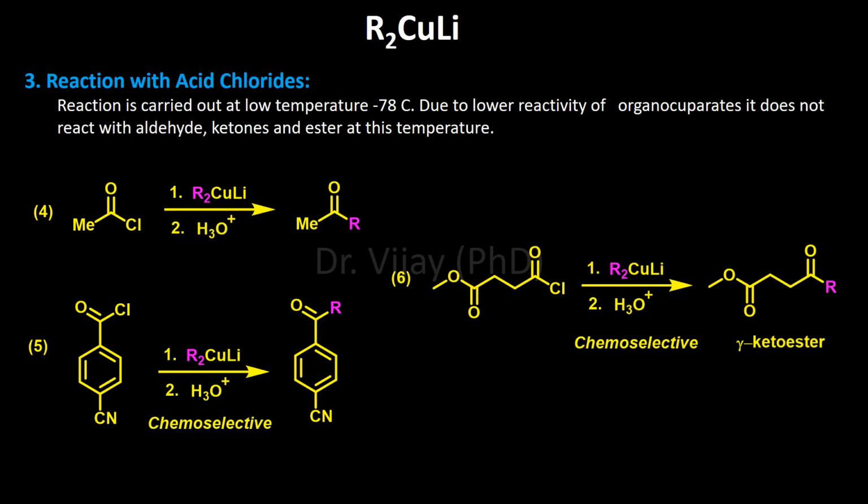Let's move forward. Reaction with acid chlorides. This reagent does not react with many polar unsaturated groups such as nitro, nitriles, esters, and ketones, making it useful for converting the acid chlorides into ketones chemoselectively. Gamma ketoester can also be prepared by this reagent.